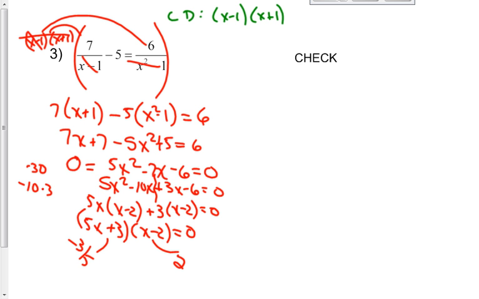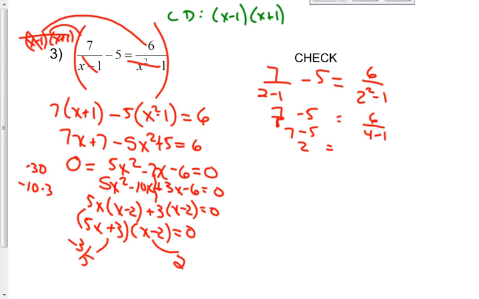All right, now, let's check the easy one first. Let's check the 2 first. 7 over 2 minus 1. Subtract 5. Does that equal 6 over 2 squared minus 1? 7 over 5, or excuse me, 7 over 1 minus 5, that's 7. 7 minus 5 is 2. 6 over 4 minus 1, 6 over 3, that's 2. 2 equals 2. Yes, that checked. 2 is one of my solutions.